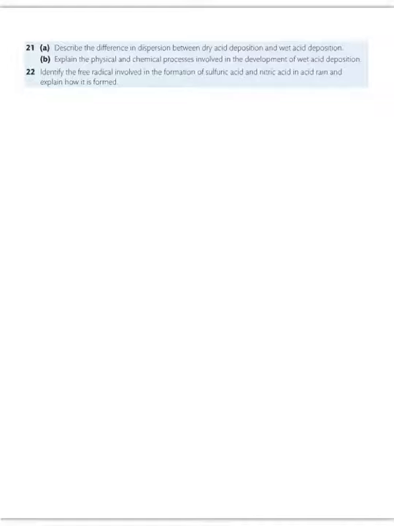Question 21, describe the difference between dry acid deposition and wet acid deposition. The obvious difference is one is dry and one is wet, but dry acid deposition typically occurs close to the source of emission. It's kind of like dust or soot. If you're near a fire and you get soot, you notice it around the area. That's kind of what dry acid deposition is like.